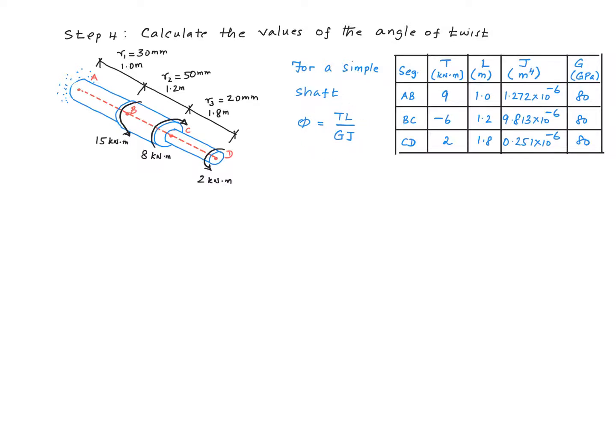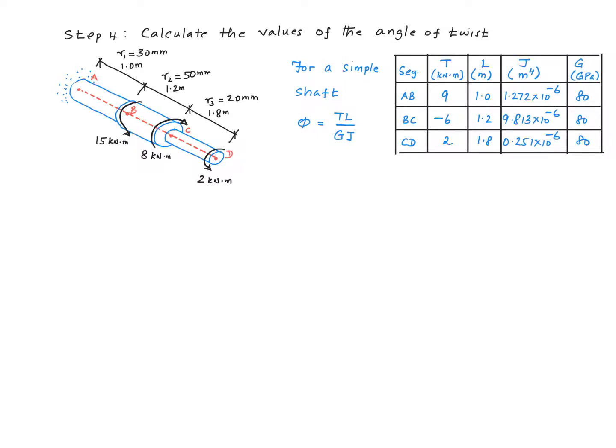For example, the angle of twist of point D with respect to point C can be calculated using this formula. And similarly, the angle of twist of point C with respect to point B can be calculated using this formula applied to segment BC and so on. But the absolute angle of twist of point D is going to come from not only the angle of twist of this segment, but also the angle of twist of this segment and this segment, right? So they need to be algebraically summed up in order to find the net angle of twist of point D. So that's the approach here.